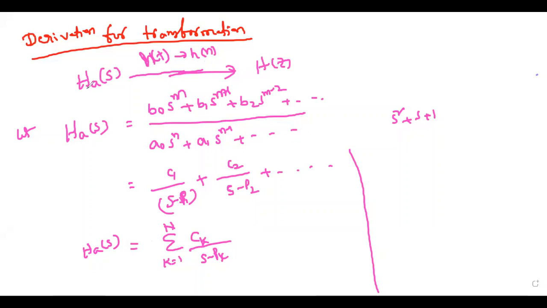So from Ha(s), next we need to get h(t), small h(t). How to get it? By taking the inverse Laplace transform. Then tell me, what is the inverse Laplace transform of this Ha(s)? ha(t) is equal to, Sandhya, tell me, the inverse Laplace transform of 1 by s minus a. What is the inverse Laplace transform of 1 by s minus a equal to?